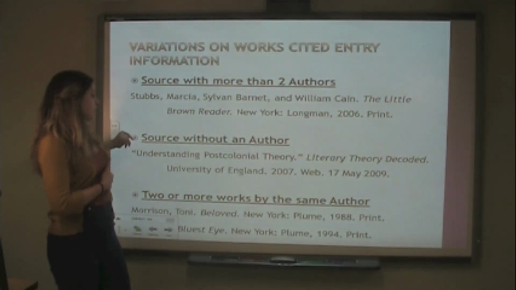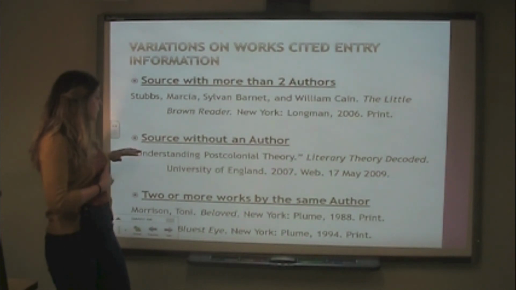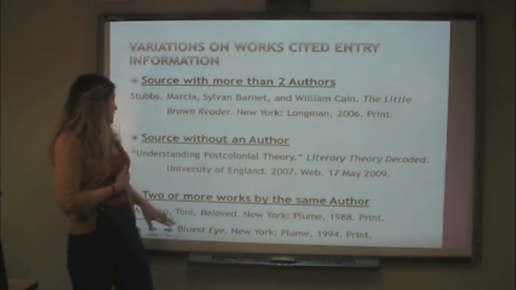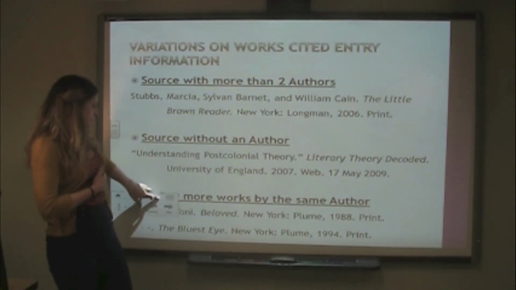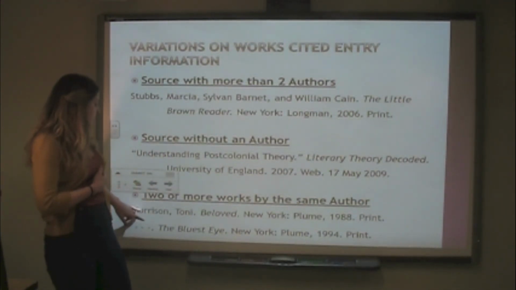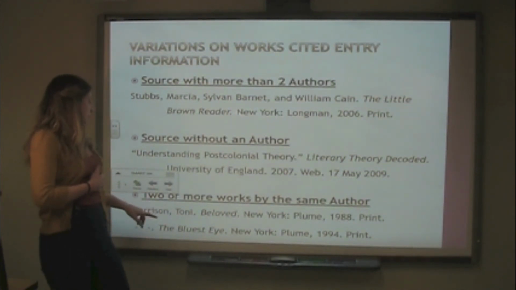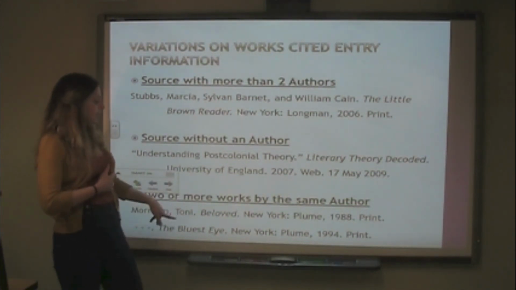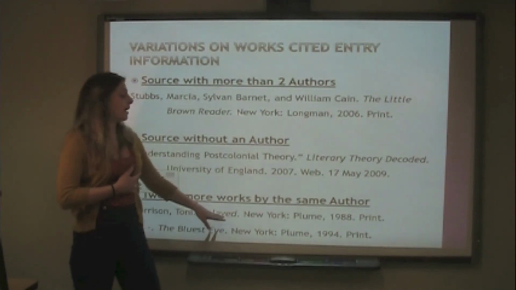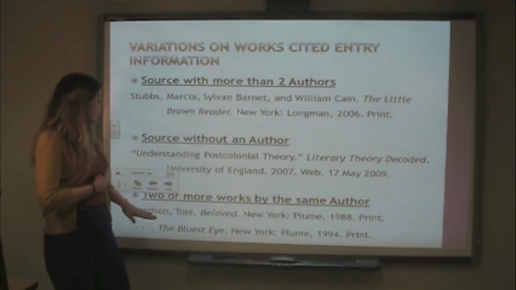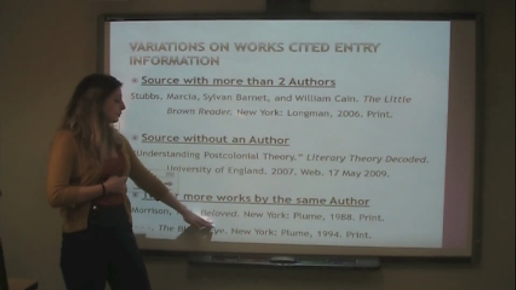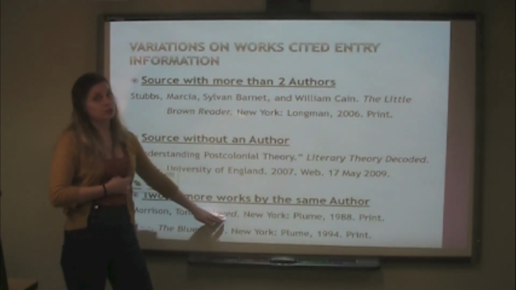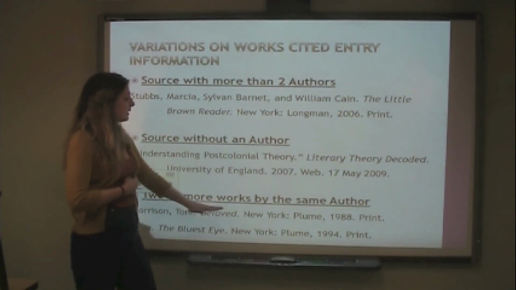Now, sources without an author, like we said before, you would just go from the next available thing, so it would just be the title of the article. Now, 2 or more works by the same author. Excuse me. You would just have the author's name as it would be. So, for example, Morrison, Toni, and then Beloved. It would be alphabetical, so Morrison, Toni, and then the next title. So if it was, for example, Blue Eyes, Beloved would go before that in your works cited, because it would be alphabetical by the second title.